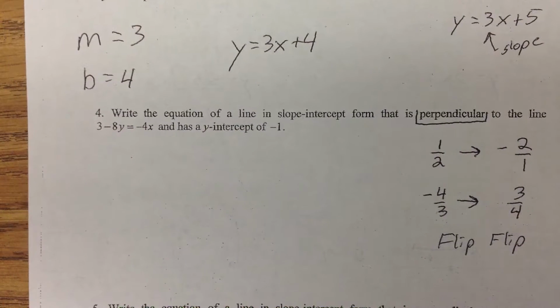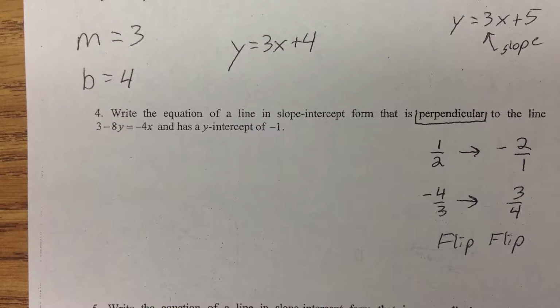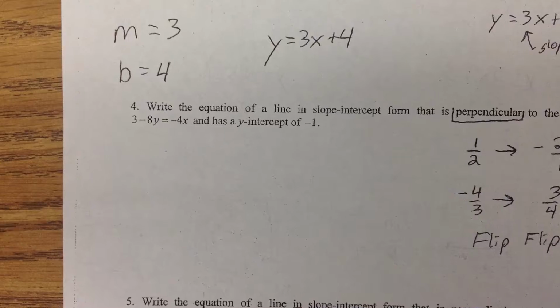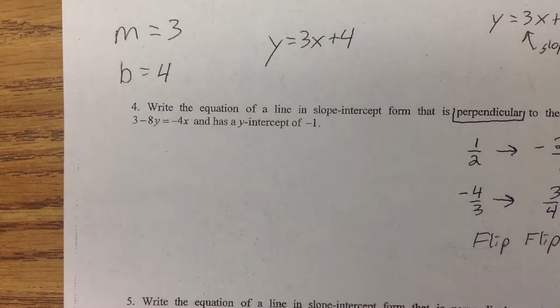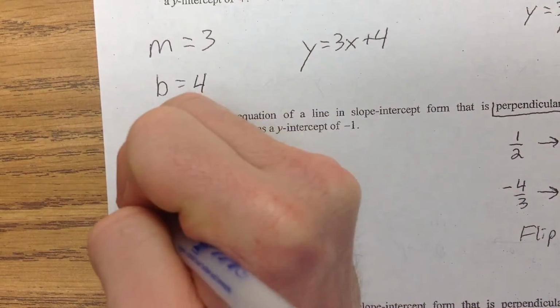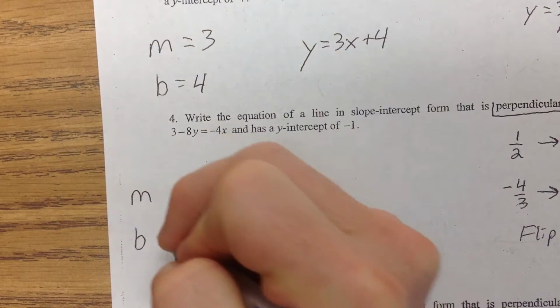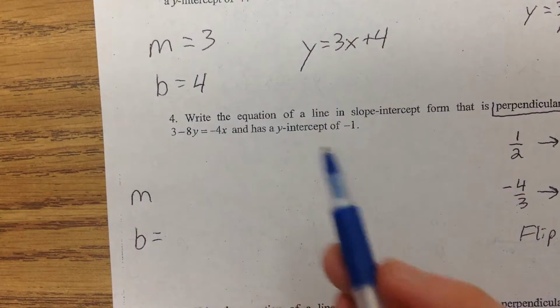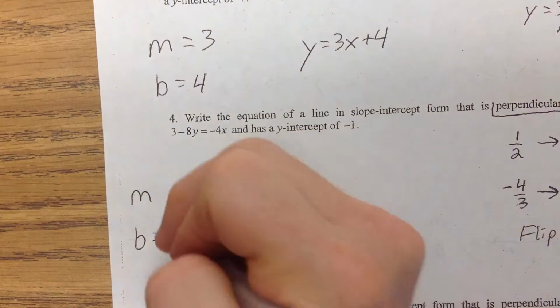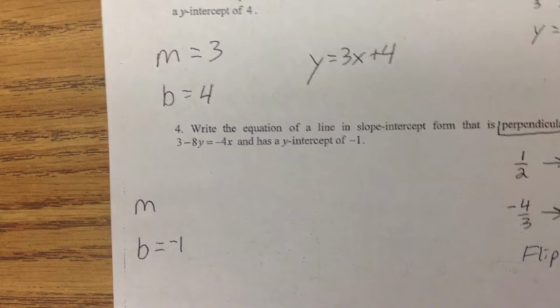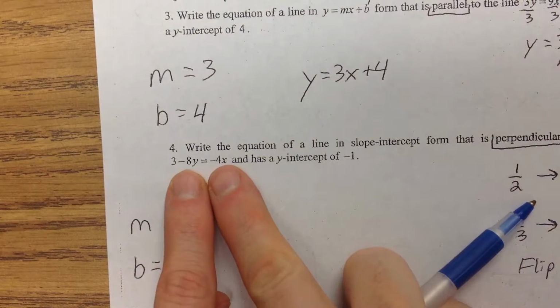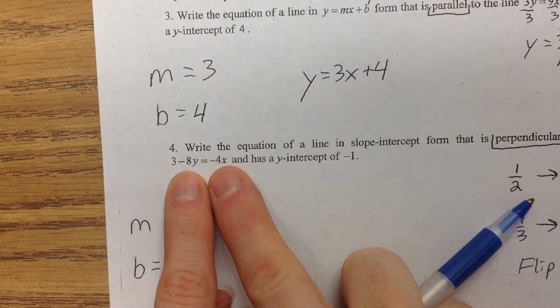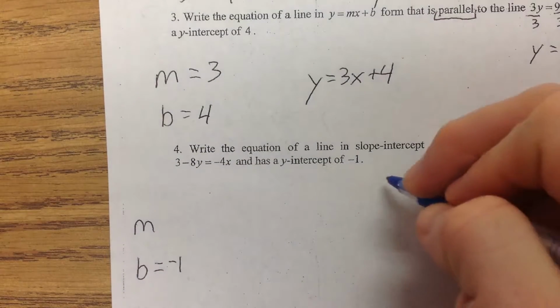So let's get back to our problem here. Write the equation of a line in slope-intercept form that is perpendicular to 3 minus 8y equals negative 4x and has a y-intercept of negative 1. All right, so we still need the same information. It's just going to be a little harder to get now. So the b is negative 1. Now the slope, well, problem is right now I don't know the slope of this line. So the first thing I'm going to need to do is get the y by itself.